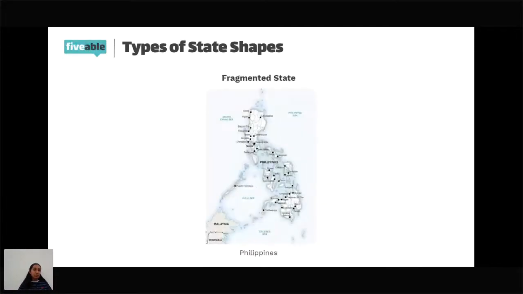Lastly, there's a fragmented state. This is pretty self-explanatory. All of the land is broken up, and communication, governance, and travel also become hard here because you have to travel over water. Even though there's a central government on a main island, it's harder to get the same message out to those pieces of land for the rest of the country. In this example, it shows the Philippines, which is composed of a bunch of islands just floating in the water.